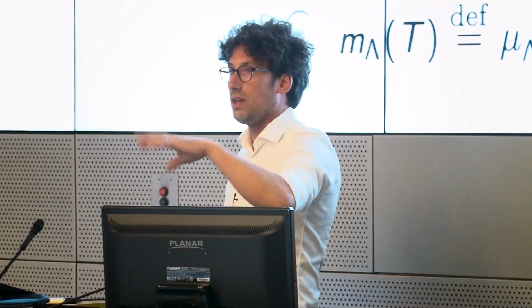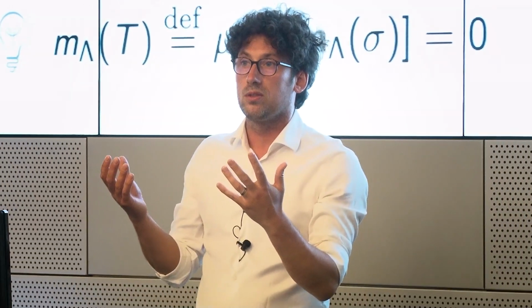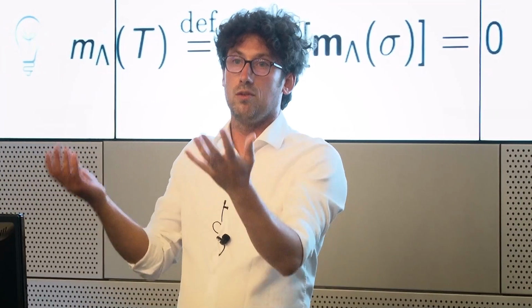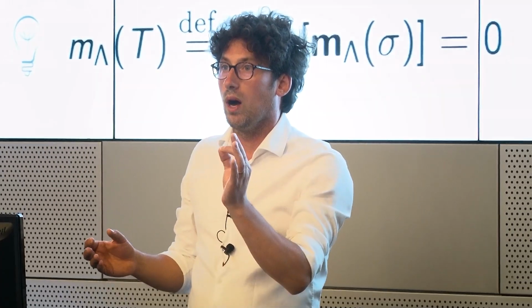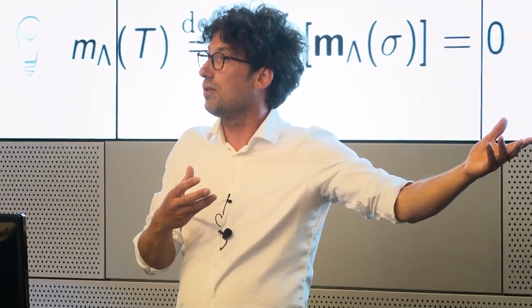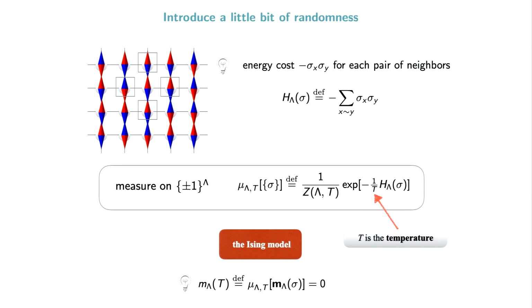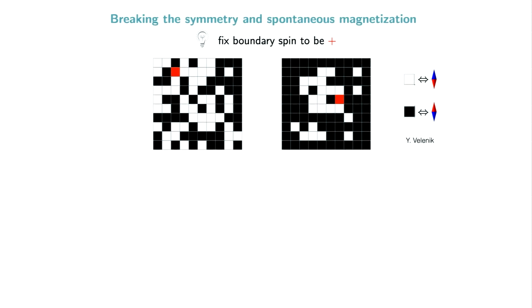There was a symmetry, and very often in nature the symmetry is naturally broken by the environment. For instance, maybe your magnet is in a magnetic field. Maybe a tiny one, or maybe it was in a magnetic field at some point. Okay, so here I want to break the symmetry, and it's going to be the third step. So definition of the model, then introduction of randomness. Now I'm going to break the symmetry, and I'm going to do it as follows.